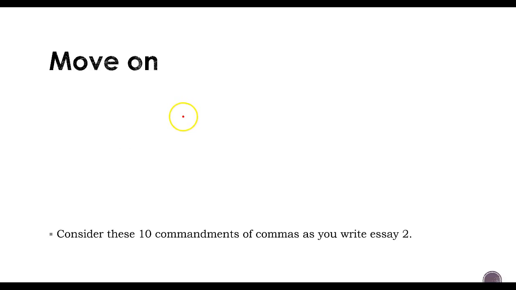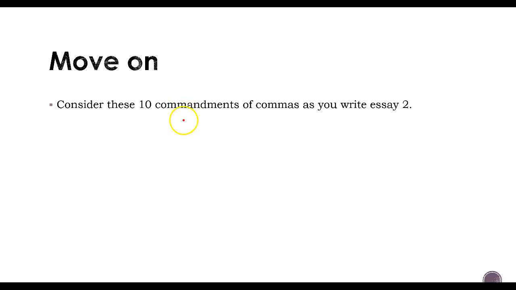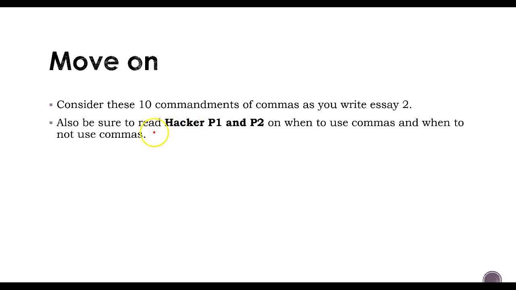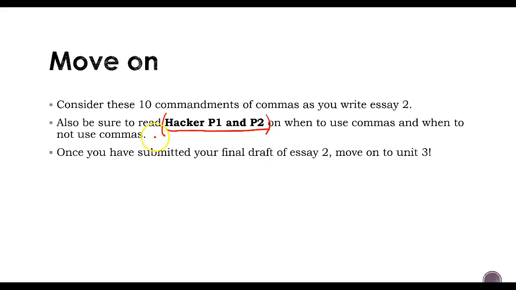So from here, move on. Make sure you consider the 10 Commandments of Commas as you write essay 2, and I'll give you feedback on that as I read your essay 2. Also, I want you to read Hacker P1 and P2. So this will give you some more advice on using commas, and she has some more examples in there. And P2 talks about situations where people often use commas where you shouldn't. So make sure you read that. It makes a good supplement to this lesson.